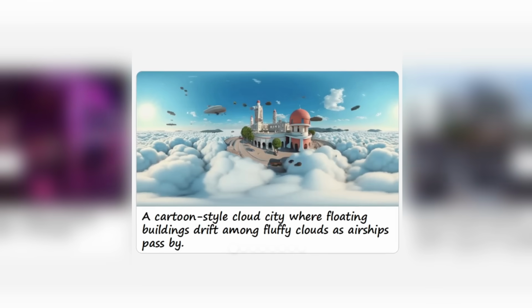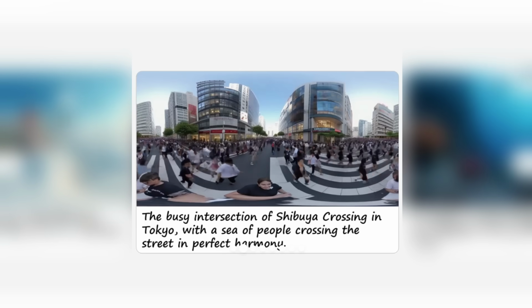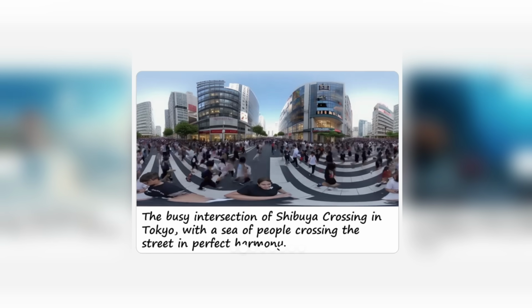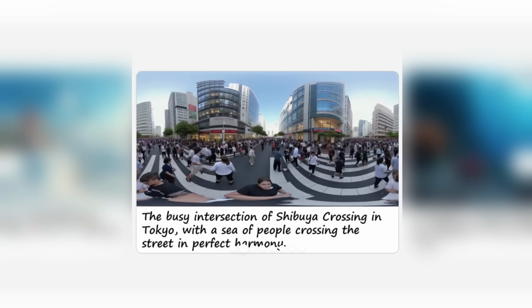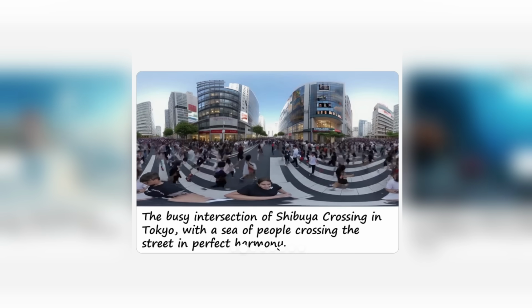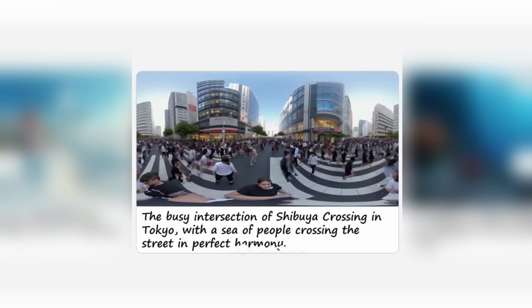And like I mentioned earlier, not only can this just take in an image and generate a video from that, but you can just use a text prompt to generate a panoramic video. So here are some examples. Here's a cartoon-style cloud city where floating buildings drift among fluffy clouds as airships pass by. Here's a really impressive pano video showing the Shibuya crossing, and note that this was generated from just a text prompt. They didn't even feed it a reference image, but this looks so realistic and detailed.